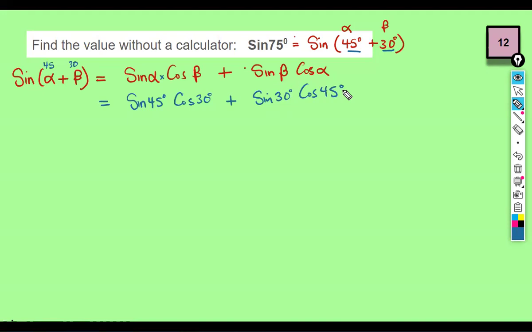Now we're pretending we don't have a calculator. Now remember, we're supposed to memorize certain values for the exam. How much is sine 45?